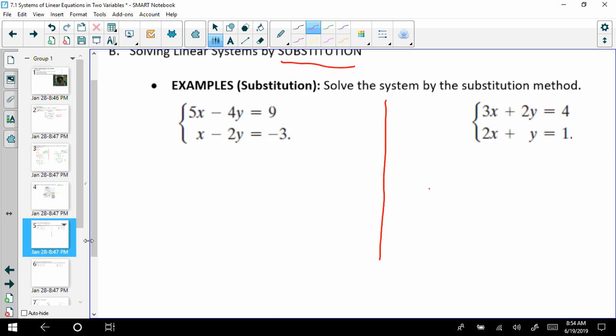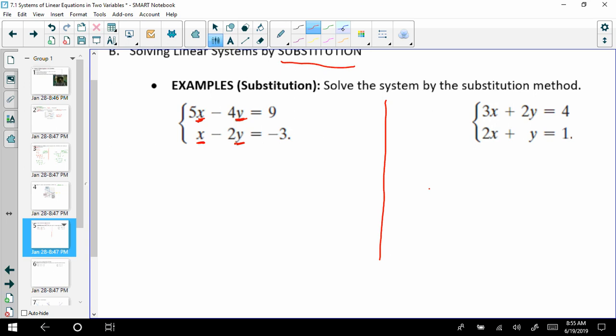So, how does the substitution method work? Well, what you want to do is get one of your variables alone. I don't care which one you get alone. You could get this x alone, or this y alone. Me, because I like shortcuts and the least amount of work, I will pick the variable that takes the least amount of work to get alone.